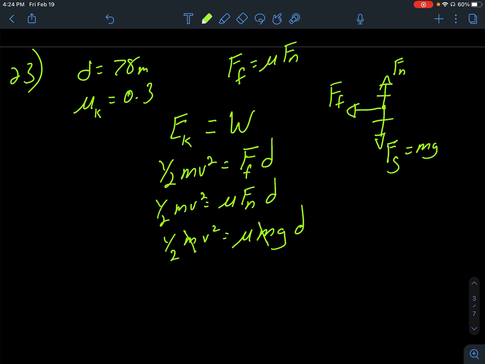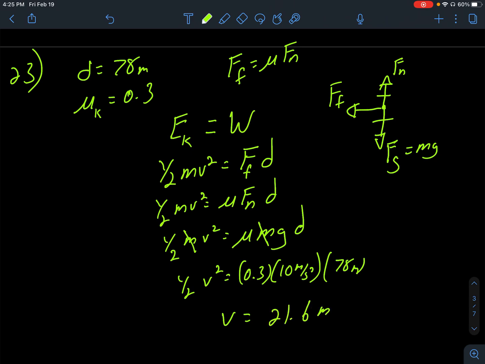And we have all of those values, so we can go ahead and plug them all in and solve for our velocity. I'm going to use 10 for gravity, acceleration due to gravity, that is. Plug it all in, take the square root, and we get a velocity of about 21.6 meters per second. And if that was above the speed limit, guess who's at fault for the accident?